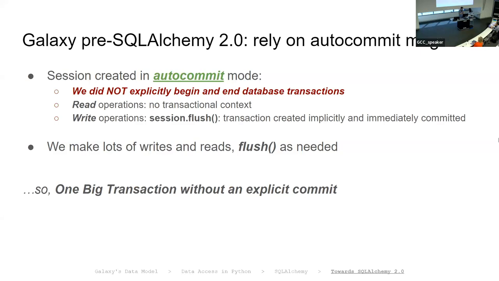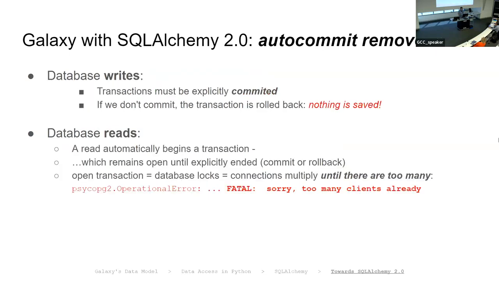Magic is good, until it isn't. We did not explicitly begin and then commit database transactions. So read operations had no transactional context, and write operations, we never closed the transaction. We just used session flush and it would do things magically for us. So we had basically one big transaction without a beginning, without an explicit end, and SQLAlchemy magically took care of that. Now it's not going to happen.